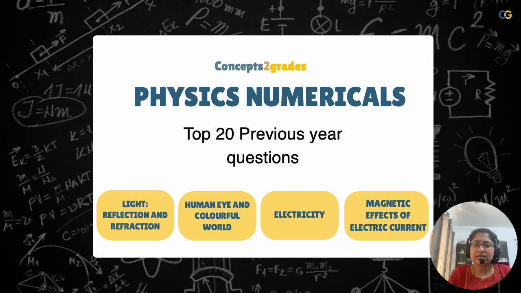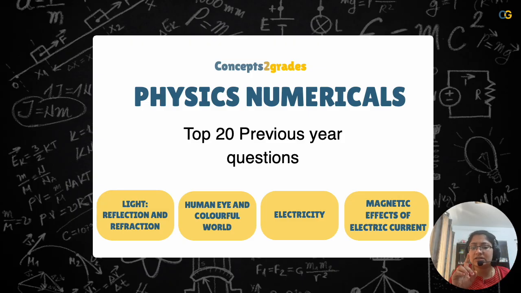If you're losing marks in physics, it is not because you don't know theory, it is because you're panicking in numericals. In the next 30 minutes, I'll be solving 20 most repeated board level numericals from the last 10 years. And listen carefully, at least 5 of these patterns will appear in your exam for sure.